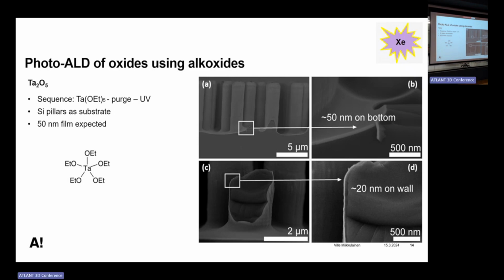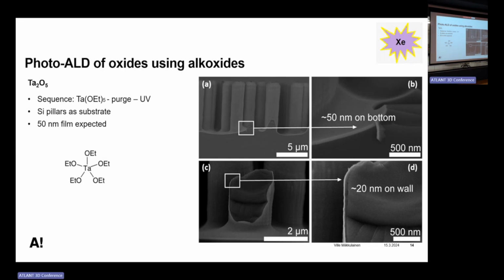So for tantalum oxide, we studied this. We had a pillared silicon substrate, with pillars etched into the silicon, and the sequence had a number of cycles that we expect to give a 50 nanometer film on a flat substrate. On the bottom of this forest of pillars, we get this 50 nanometers. But on the walls of these pillars, it's wrapped around, so it's coated throughout, but it's only 20 nanometers on the walls.